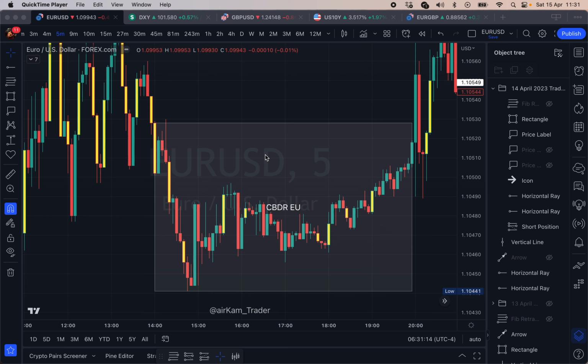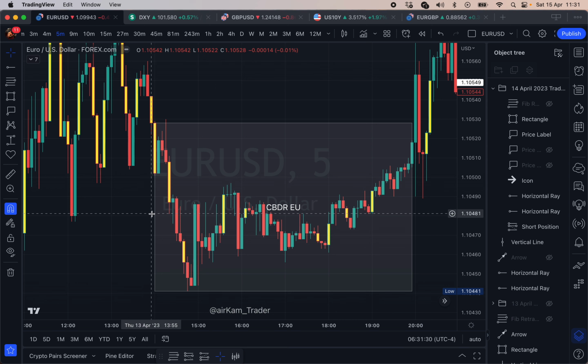on the CBDR and how this can create a super powerful edge. Now, some of this information you may have seen already, but I'm sure I'm going to show you something at the end that you've not seen. And I'm going to show you how accurate it is to the pip.